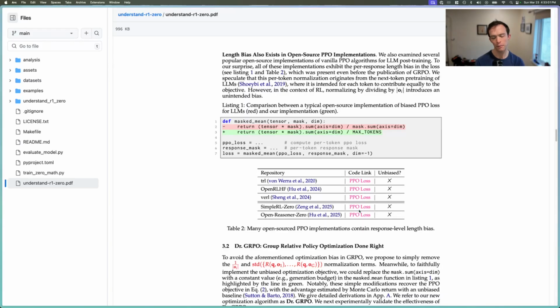So I wouldn't say that people were doing it wrong. It was just not something that was necessarily important. And now understanding how the samples are aggregated in this per-token loss is becoming interesting. So I find that cool.